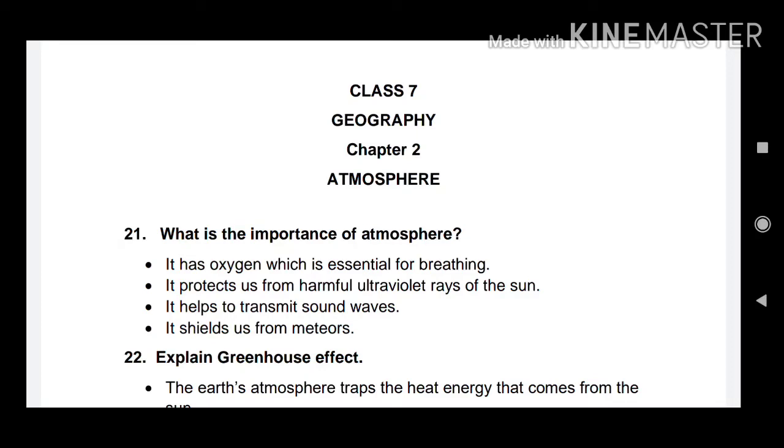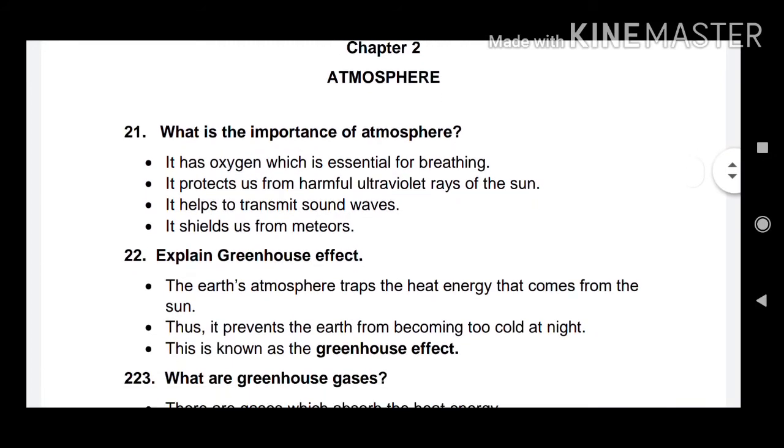Come on, let us move on to the questions. What is the importance of atmosphere? It has oxygen, which is essential for breathing. It protects us from harmful ultraviolet rays of the sun. It helps to transmit sound waves. It shields from meteors.